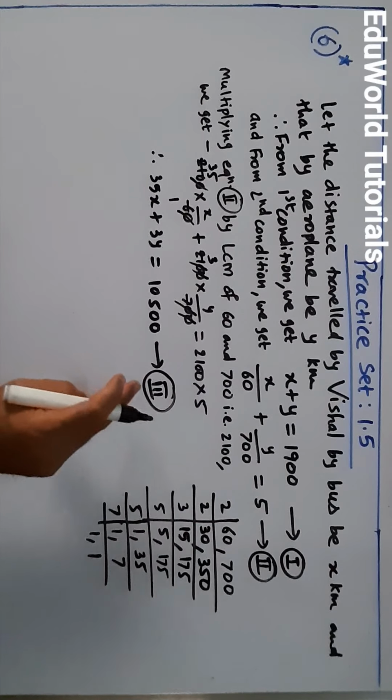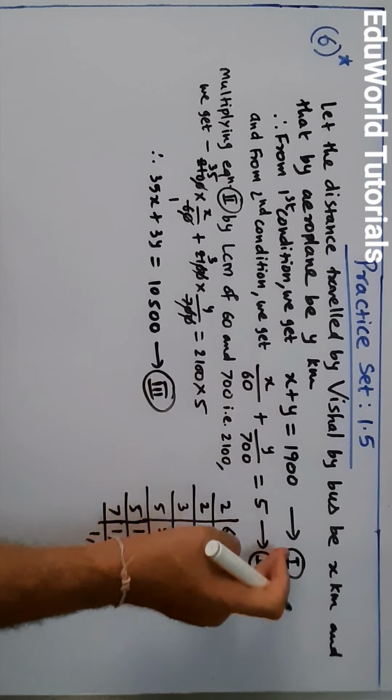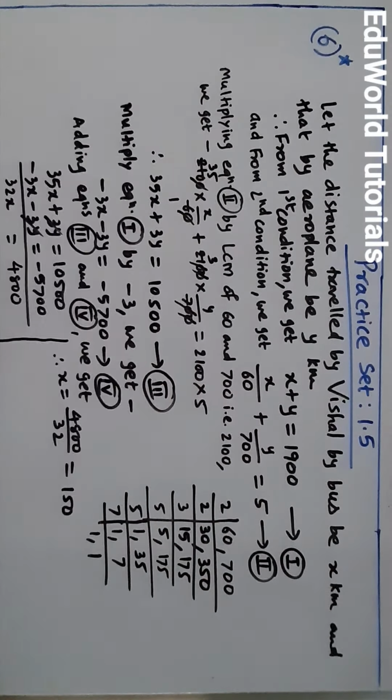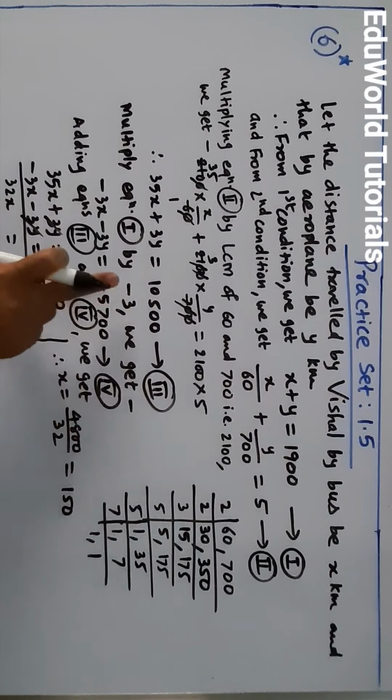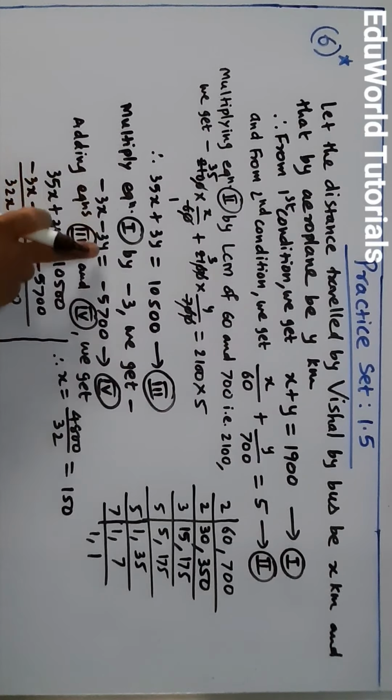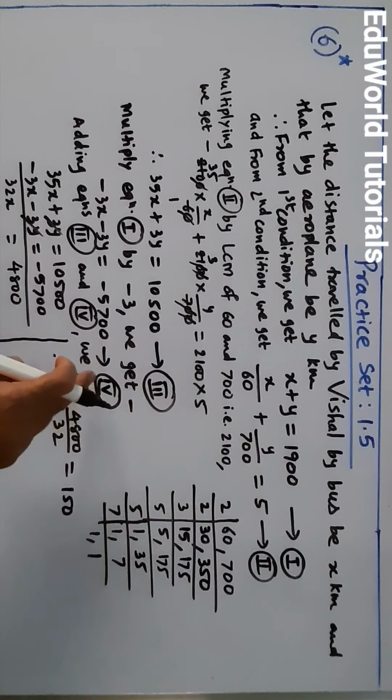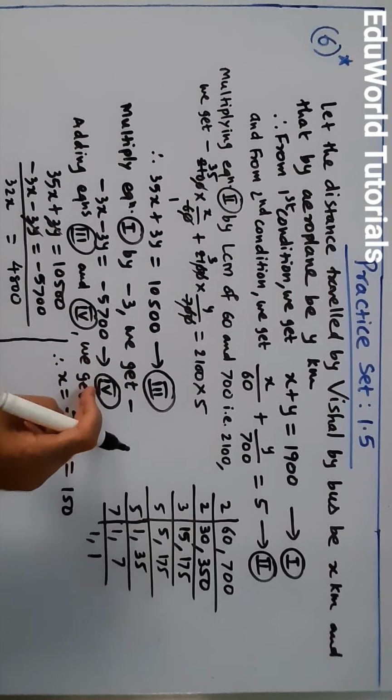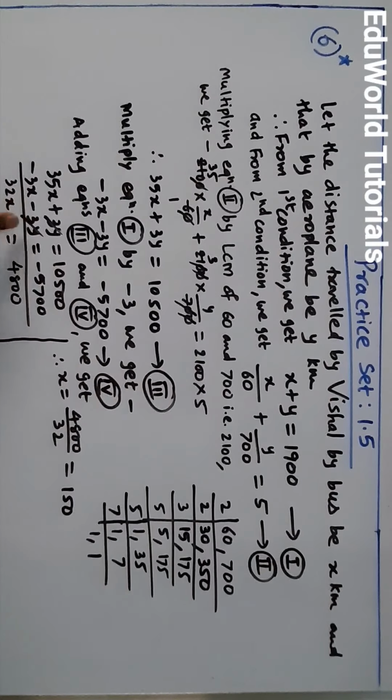We have to solve equations first and third now. We still have to modify equation number first. I am multiplying equation first by minus 3. Why minus 3? Because then 3y will become minus 3y, so that plus 3y and minus 3y cancel. On multiplying equation 1 by minus 3, I get minus 3x minus 3y equal to minus 5700, equation number 4. Adding equations 3 and 4, the plus 3y and minus 3y get cancelled. 32x is equal to 4800, and so x is equal to 150.